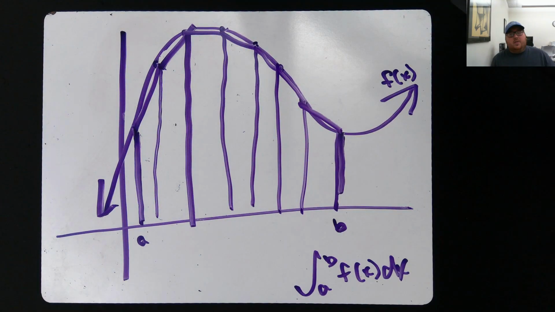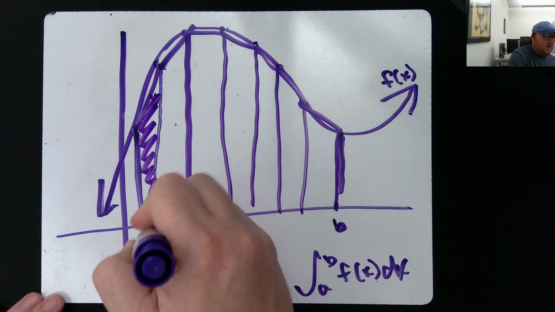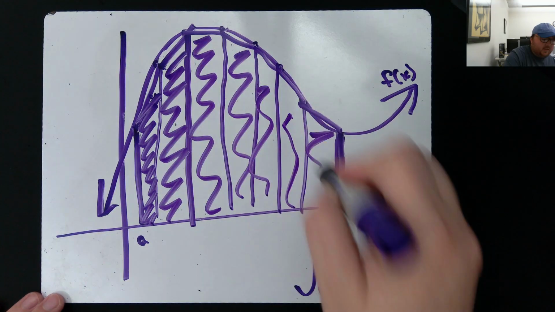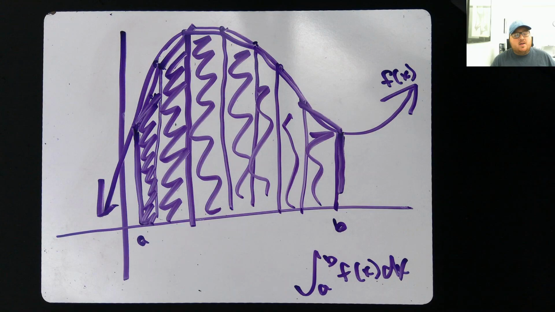That's what I'm going to do for the trapezoidal rule. And then I'm going to find the area of each one of them. Area of this one plus the area of this one plus the area of this one, and so on, and add them up. That is the numerical way using the trapezoidal rule.